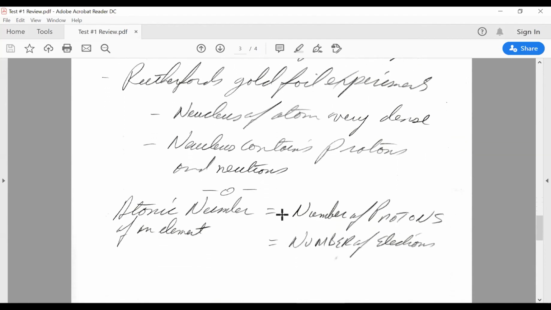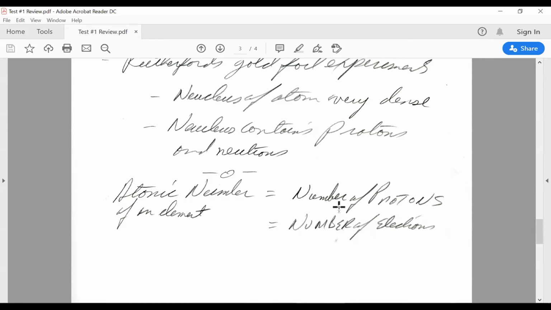I taught you in the periodic table the atomic number, and the atomic number is the number on top of the symbol in the periodic table. That tells you how many protons are in an element, because all atoms have a net zero charge. Therefore, if you know the number of protons, you know the number of electrons. Again, this is important. Atomic number tells you how many protons and how many electrons are in an atom of an element.